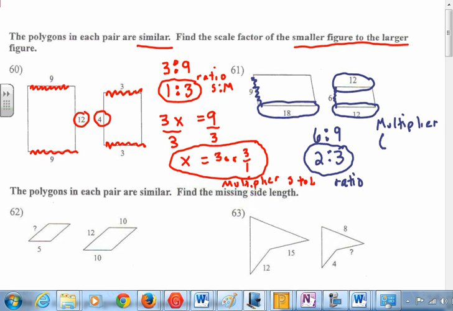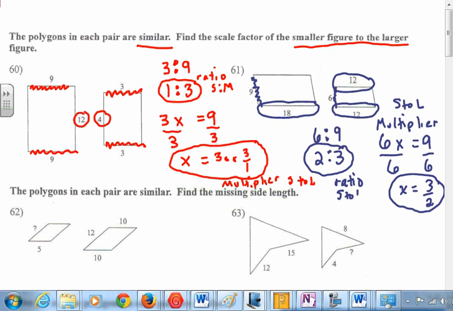Now, if we wanted our multiplier, our small figure starts out at 6. That corresponding side is 9 in the large figure. So we need to figure out, what do I multiply 6 by to get 9? Now I solve for my multiplier. When I reduce this, x is going to be 3 over 2. So my multiplier, my small to large multiplier, is 3 over 2. My small to large ratio is 2 to 3.